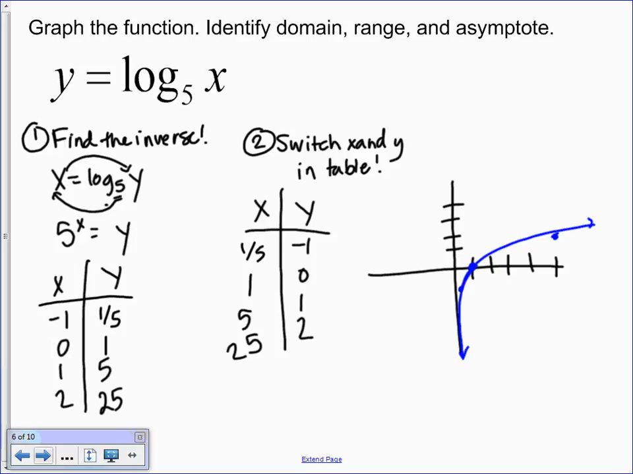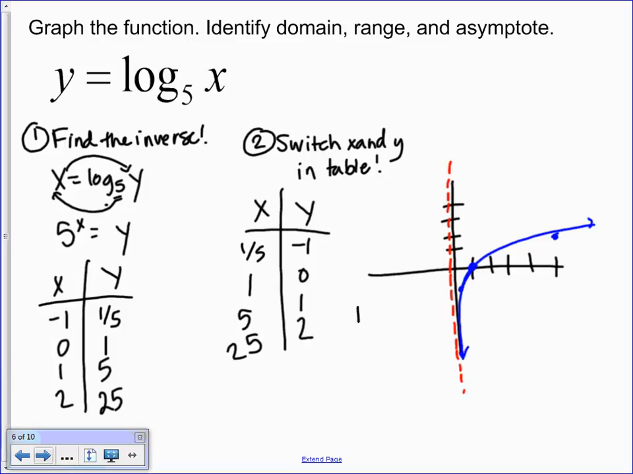And something very interesting that happens in exponential functions, our asymptote was always where? Y equals 0. But in a log function, we've switched x and y, right? So what's our asymptote now? X equals 0. So x equals 0 is the y-axis. Now you'll always have an asymptote on the y-axis. And that changes things for domain, range, and asymptote.